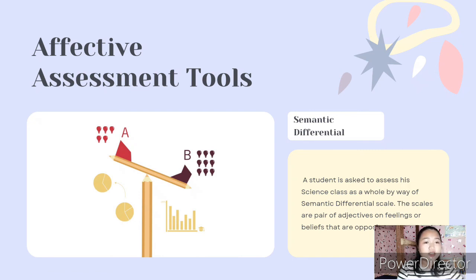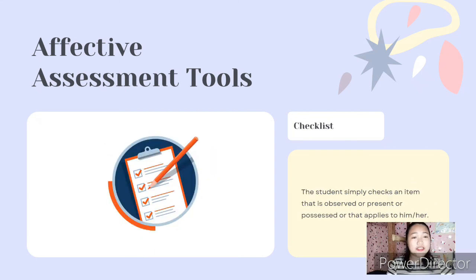The second to the last affective assessment tool is the checklist. Checklists are the most common and perhaps the easiest instrument to construct in the affective domain. The student simply checks an item that is observed, present, or possessed. So the student is asked to evaluate the extent to which he or she possesses a growth mindset.